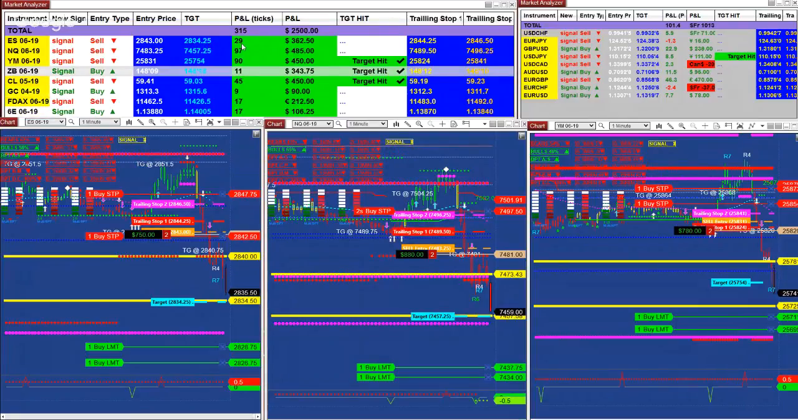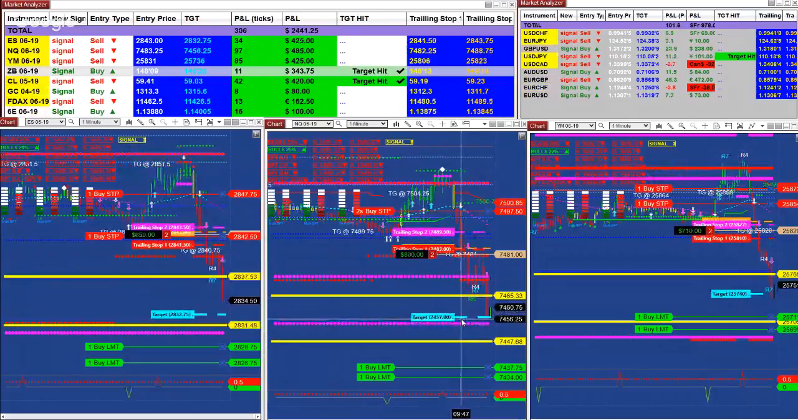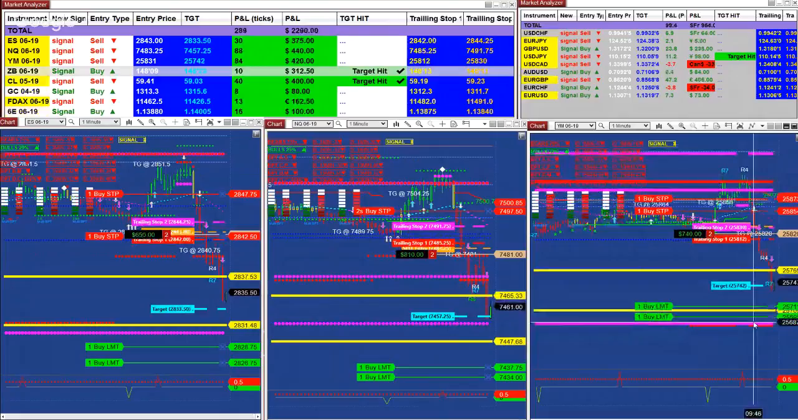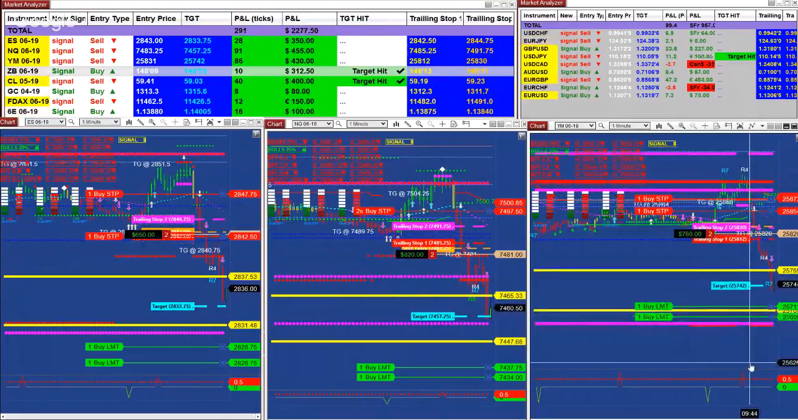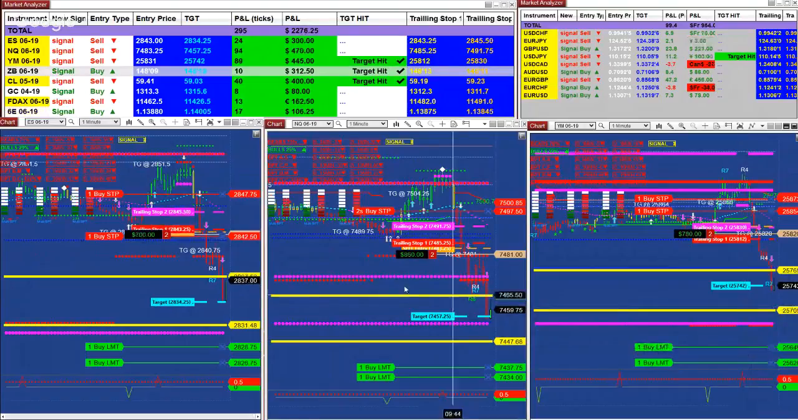As an example here, the ES, you have a sell entry at 28.43, target 28.34.25, and we are 30 ticks into that trade. It's not all day long, it's 30. And at the moment, we just hit the target on the NASDAQ, and we just hit the target on the YM.